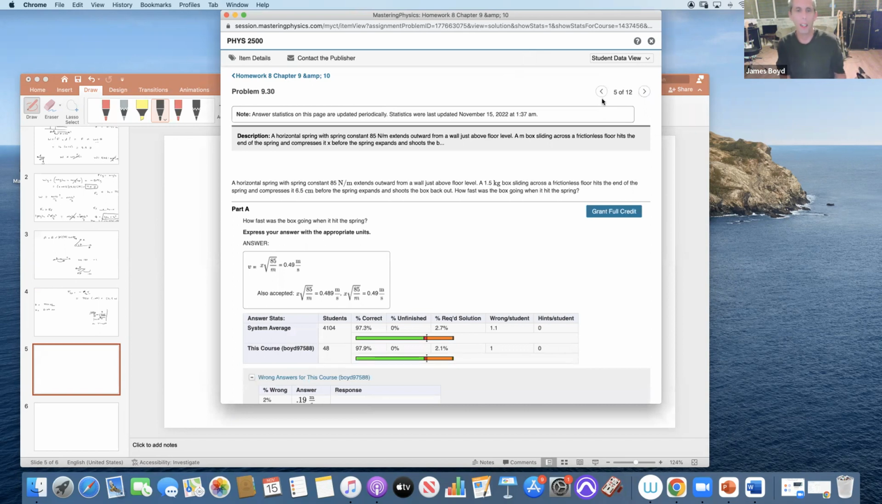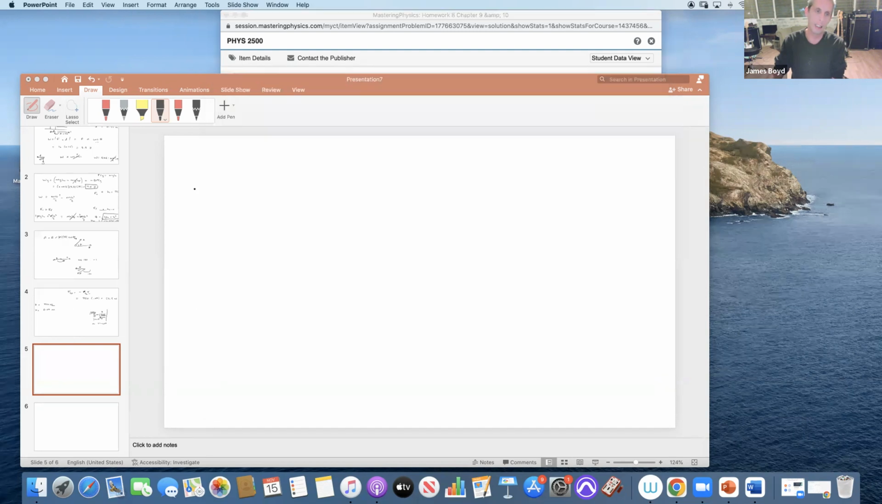So now it extends outward from the wall. A 1.5 kilogram box slides, hits the end and compresses it. And then the spring expands and shoots it back out. How fast was the box going when it hit?